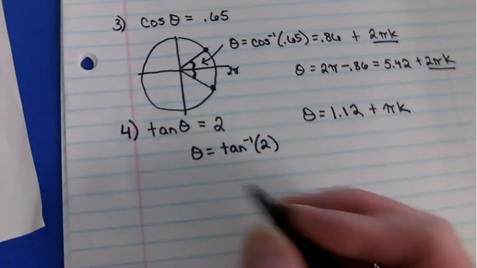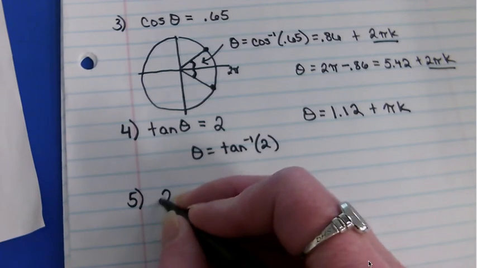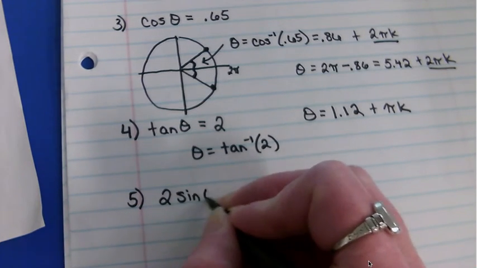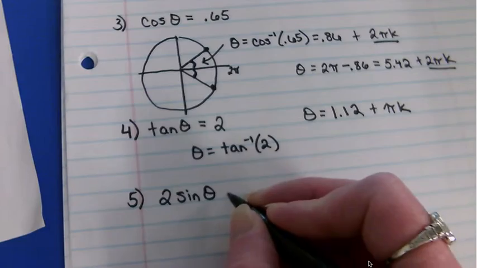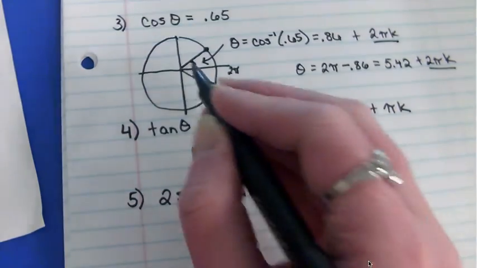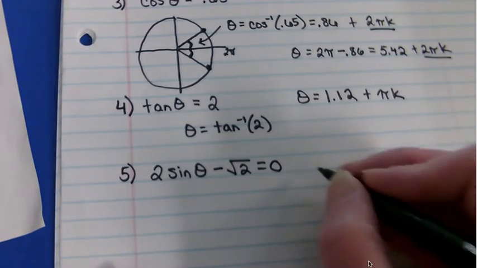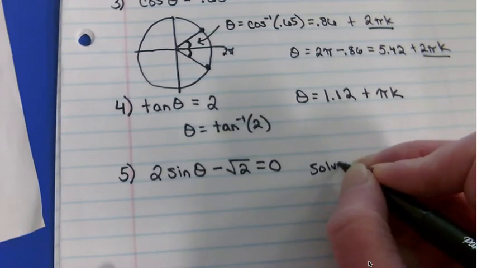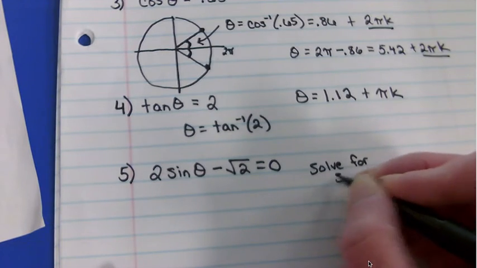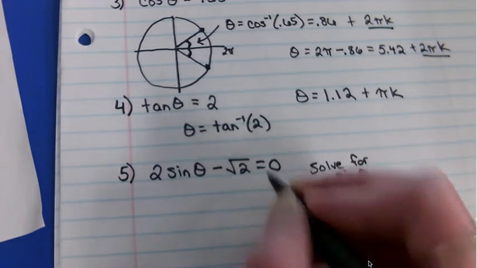Now let's get to the harder ones. Oh no. What if it was 2 sine theta minus the square root of 2 equals 0? So it doesn't just have the sine theta by itself. Well, we'd have to solve for sine theta first. So we would add the square root of 2 over.